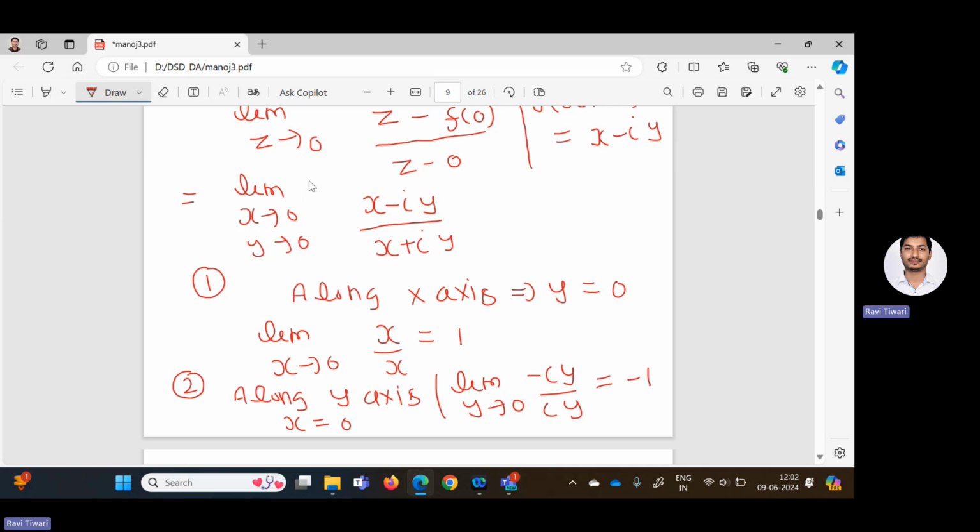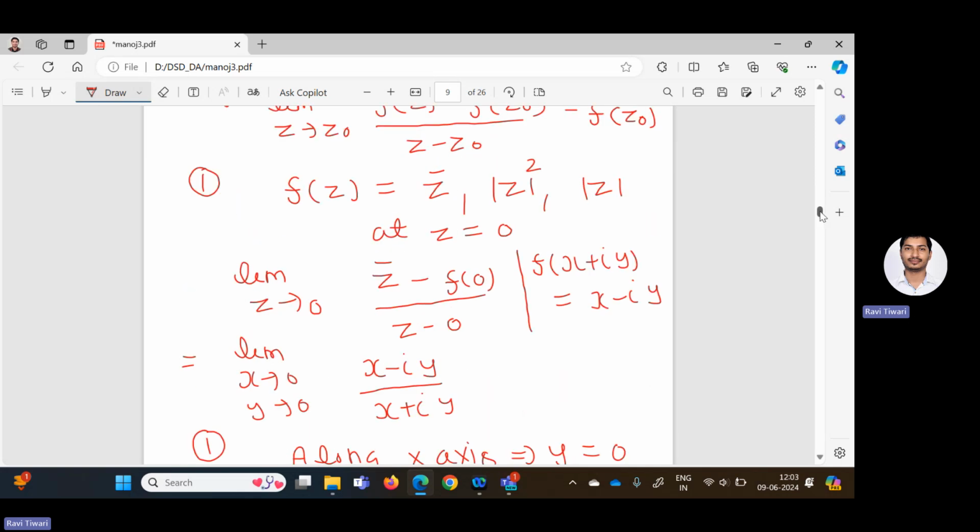Because in differentiability the limit plays a very important role. If the limit comes out unique, then you can say the function is differentiable. But here along the x-axis we are getting 1, and along the y-axis we are getting minus 1. So we are getting two different limits along two different directions. So this function is not differentiable at z equal to 0. I hope this concept is clear to you.